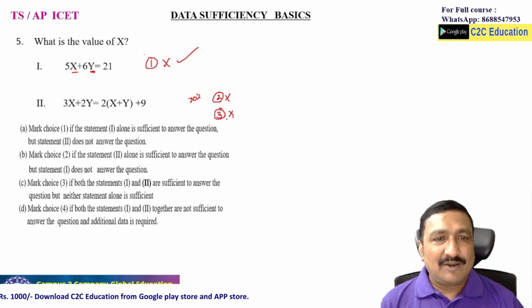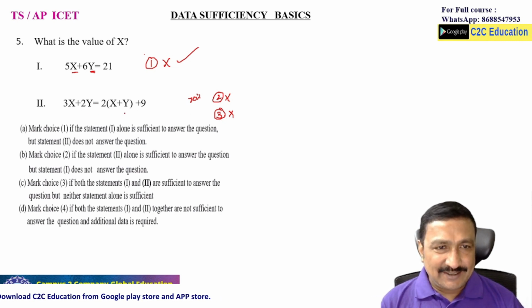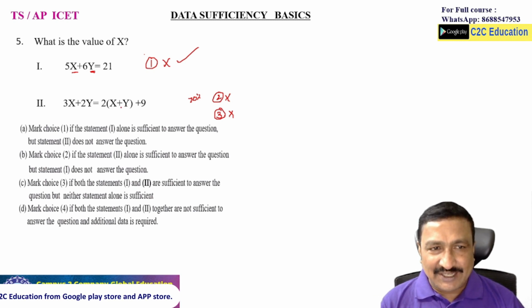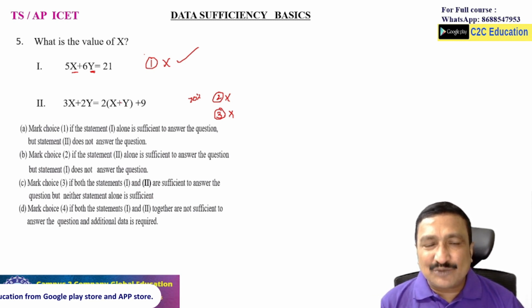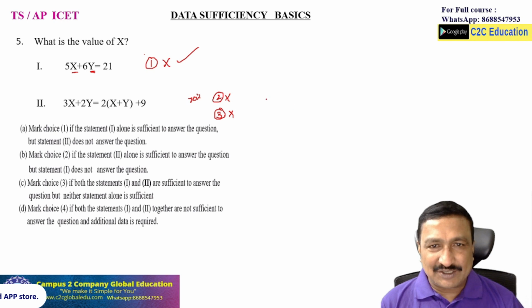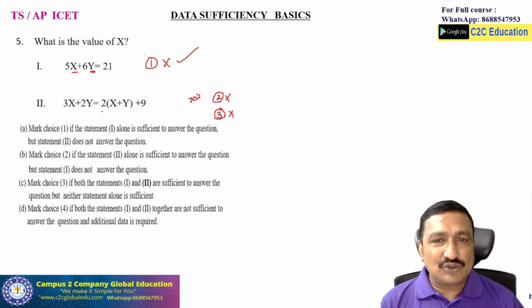Why? Because did you solve the second statement clearly? No, just look at it. In data sufficiency, if the information is very clear, then there is no need to solve that information. If the information is somewhat complicated or twisted, then try to solve that statement. Here they gave a complicated equation, which is not straightforward like 5x + 6y = 21. Here we have to solve it.